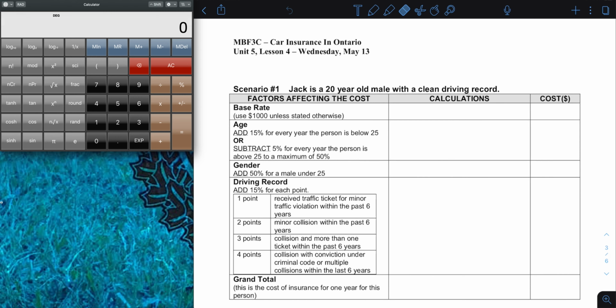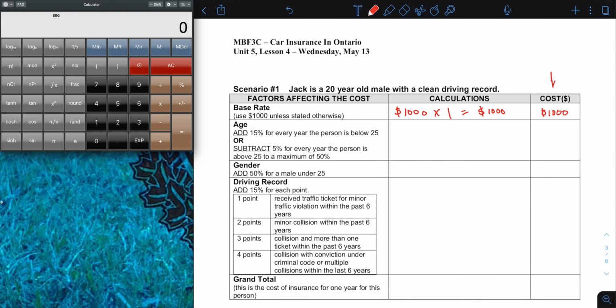Okay, so your base rate. Here's how you're going to do your calculations. Jack is a 20-year-old male with a clean driving record. So your base rate is going to be the $1,000 multiplied by 1, right? Because it's just the base rate, which is going to equal 1,000. And you don't have to do this every time. That's your calculation. I gave you a little spot for it. And what you're going to do is write down all the costs, or your answers, in this cost column.